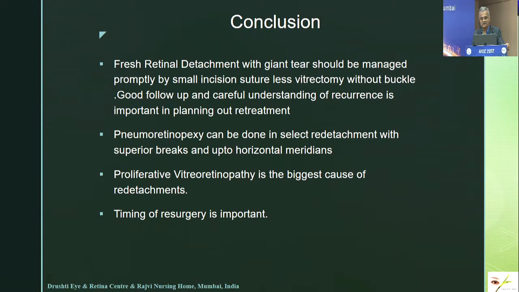Pneumoretinopexy can be done in select redetachments, as I showed you, with superior breaks or up to horizontal meridians, and doing cryo at that juncture through the gas bubble or laser may be sufficient. PVR is the biggest cause of redetachment, and timing of surgery is important.